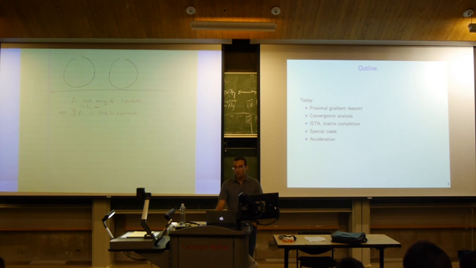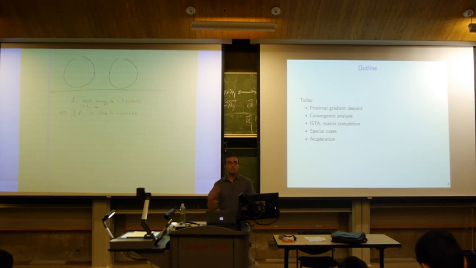So if you recall back all the way to gradient descent, I'd claim that even gradient descent can be made faster, and that's through use of a technique called acceleration, which applies even more broadly to proximal gradient descent, and we'll study that as well.